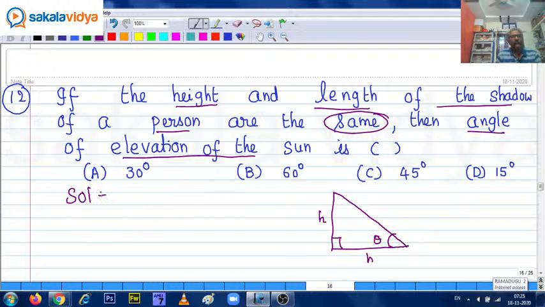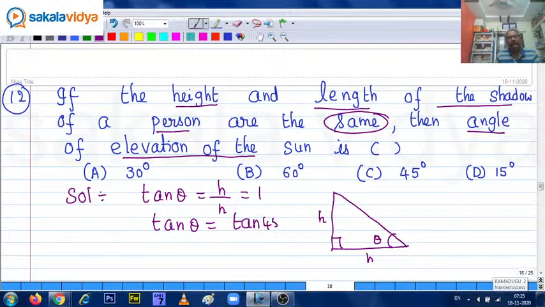Solution. Tan theta is equal to h by h. That will be 1. Tan theta is equal to tan 45 degrees. So obviously the angle of elevation is 45 degrees. C is the right option.